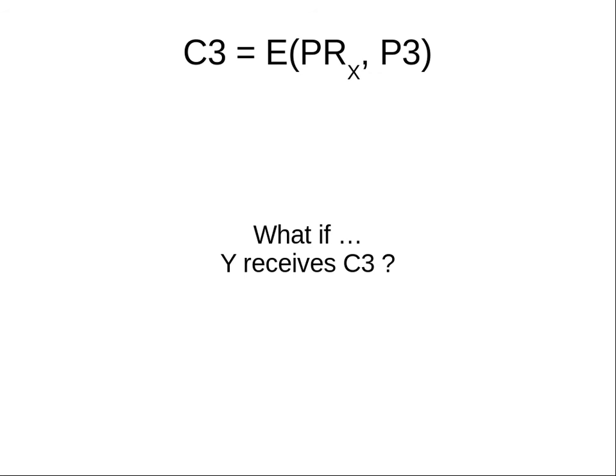P3 was encrypted with the private key of X. To decrypt the ciphertext, what do you need? You need the public key of X. Remember, the keys are in pairs. If you encrypt with one, you can only decrypt with the other. It was encrypted with the private key of X, so if you have the public key of X, you can decrypt. Who has the public key of X? Everyone, it's public. So Y receives C3, they can decrypt, and they can learn P3 in this case. So yes, they do know P3.